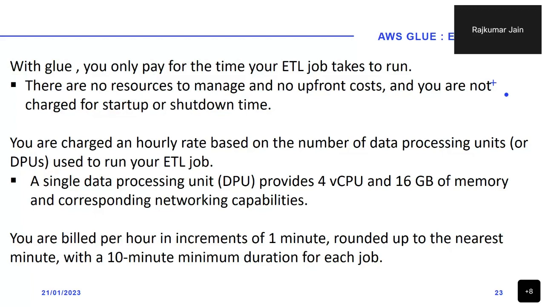A single data processing unit provides 4 vCPU and 16 GB of memory and corresponding networking capabilities. And for that, it will charge you $0.44 per hour and region basis. In whichever regions it is available, it will charge you, because I think in a few of the regions it is not available till now. So you are billed per hour in increments of 1 minute, rounded up to the nearest minute, with a 10-minute minimum duration for each job. So you have to pay at least the minimum 10-minute duration amount.